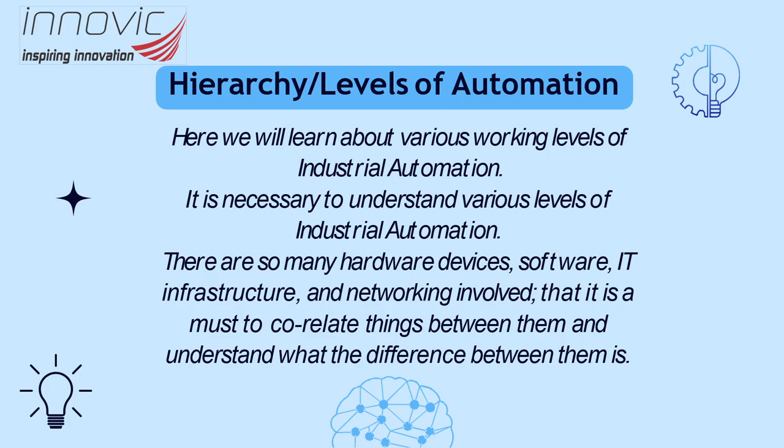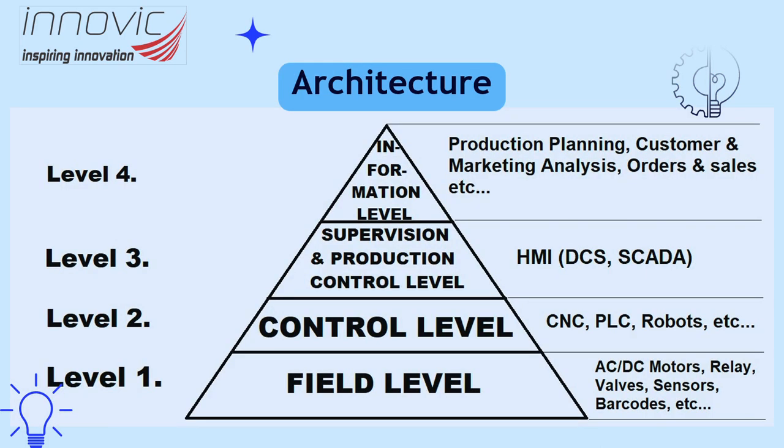There are totally 4 different levels of industrial automation. First one is field level, second one is control level, third one is supervision and production control level, and fourth and final level is information and enterprise level. So we will discuss one by one.